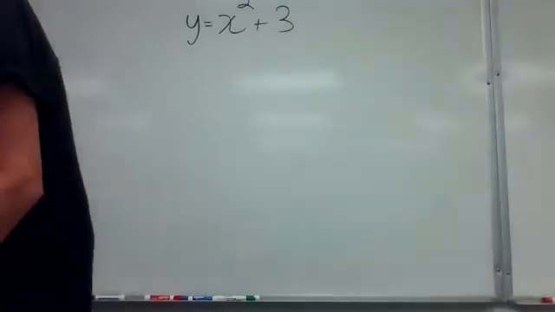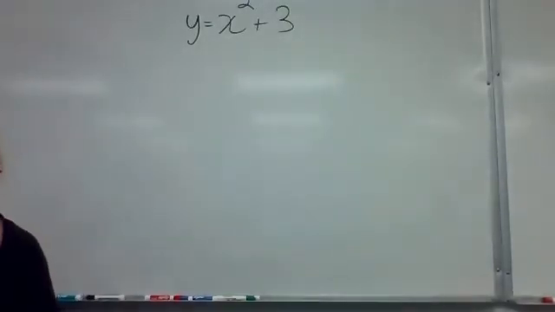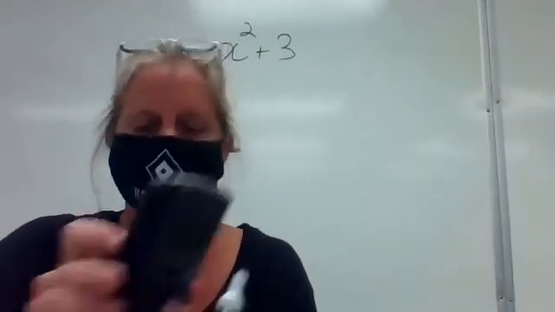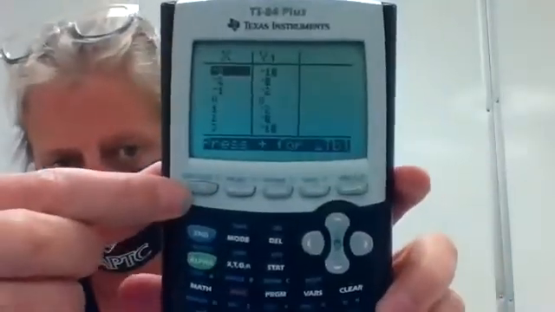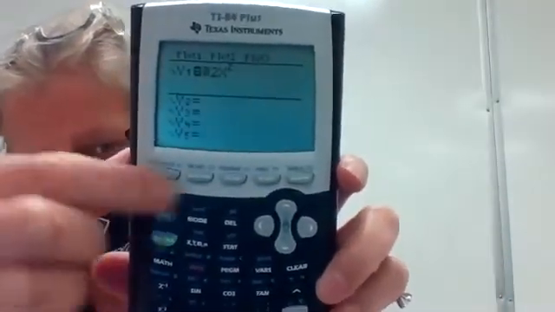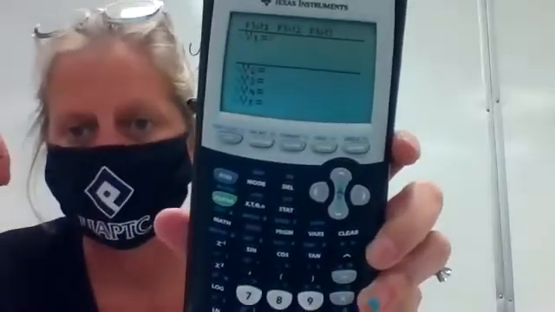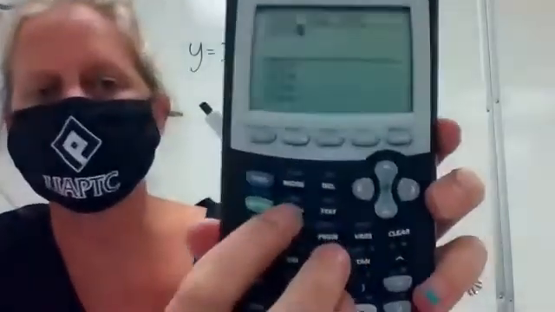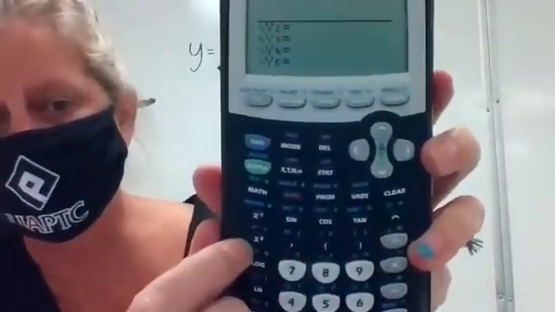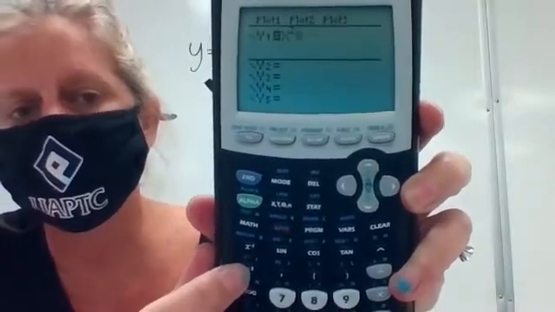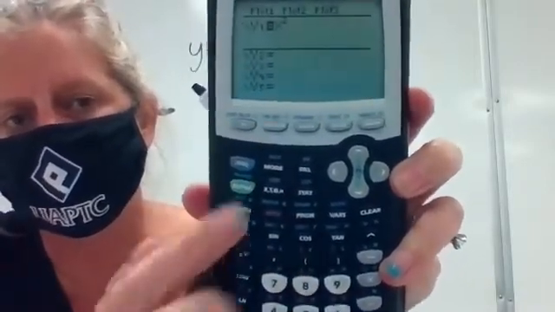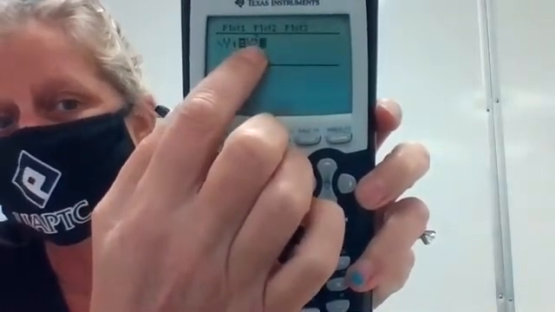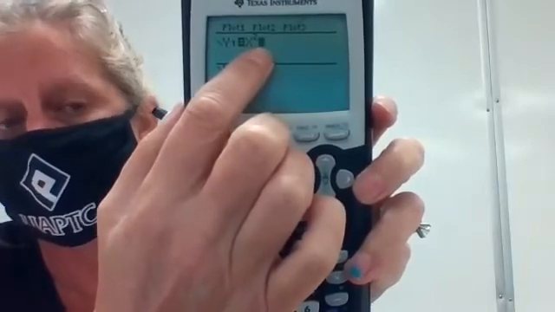Y is by itself already, which is what I like to see, right? Because if y is by itself, that means I can just go straight to my calculator, to my y equals, clear it out, type in x squared plus 3. So again, I'm going to hit the x button, and then x squared gives it its own little exponent. And the good thing about that is when you hit this x squared button, it goes up into the exponent, puts the 2, and then comes right back down to where it needs to be.